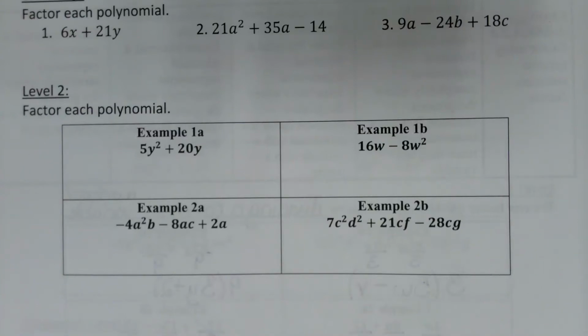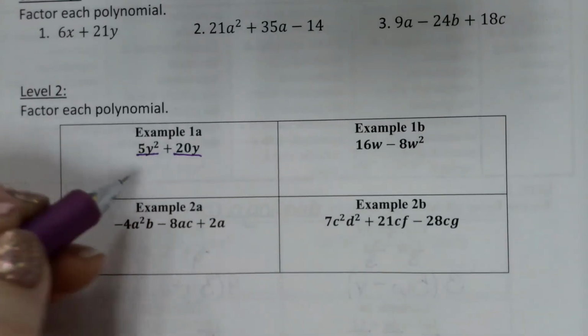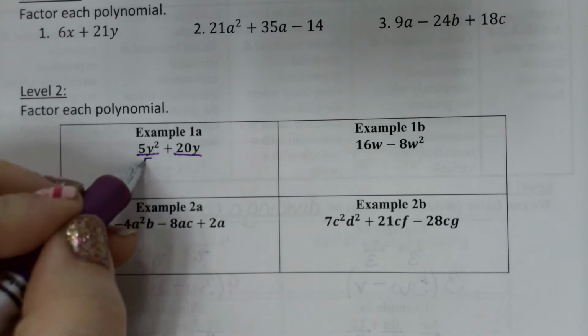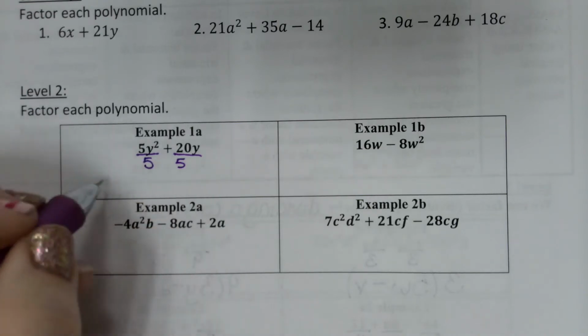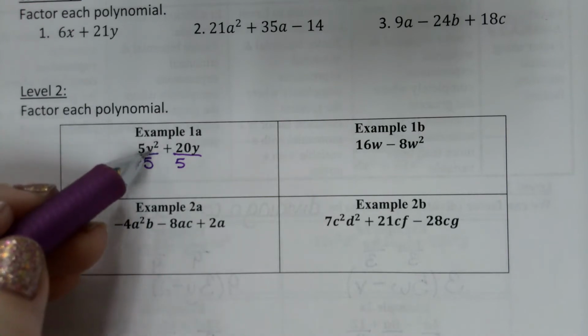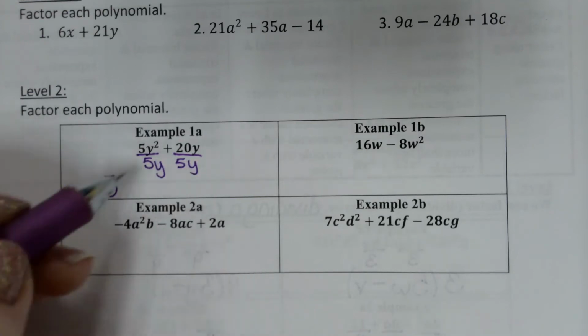For level 2, we now are going to practice taking out not just a number, but a variable as well. So we'll still start out the same way, asking ourselves what number comes out of both 5 and 20. And the largest number that comes out is 5. So that 5 is going to come out. And then we also notice that both of these terms have a y in them. So I can take a y out as well.